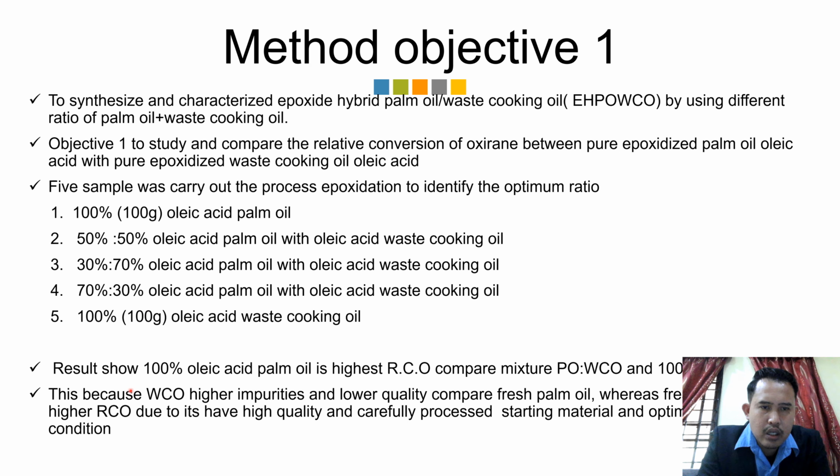So from these 5 tests, we have shown that 100% oleic palm oil has the highest RCO, absolutely, when we compare it to palm oil waste cooking oil and 100% waste cooking oil. This is because WCO has higher impurities and lower quality compared to fresh palm oil, and also the higher RCO is due to the high quality and carefully processed starting material to meet the optimum condition.